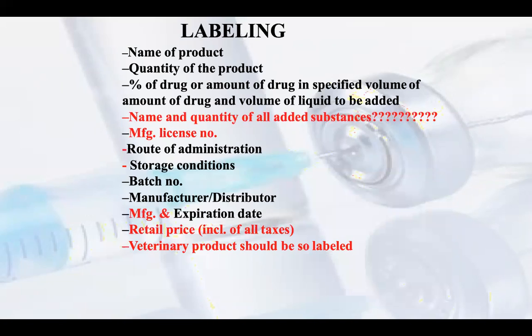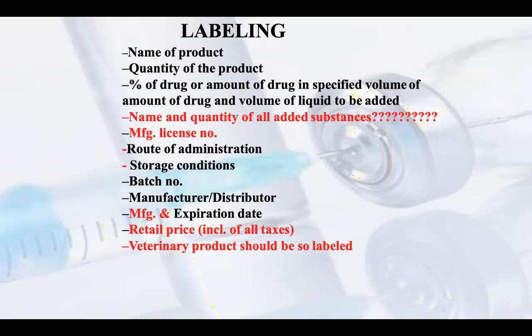Labeling. There must be the name of the product, quantity of the product, percentage or amount of drug in a specified volume, and the volume of liquid to be added. It has to have the name and quantity of all added substances, the full formulation. Manufacturing license, route of administration, whether intramuscular or intravenous. How to store, storage condition, the temperature at which the product has to be stored. Batch number has to be written. Manufacturer and distributor, the company, has to be written.